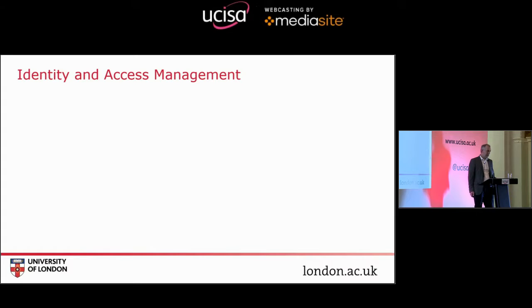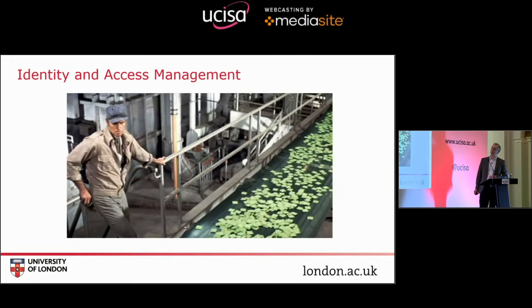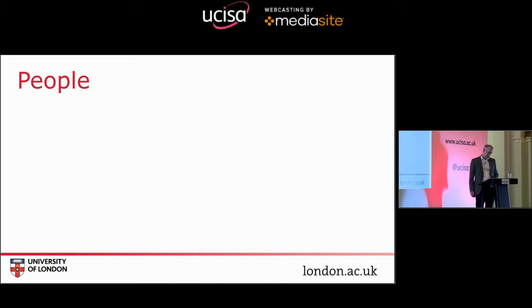So a little bit about identity and access management for those of you who aren't specialists in it. So to me, identity and access management, like Soylent Green, is about people. It's about making IT services understand the people within the organization. So I'm going to talk a little bit about what that actually means in practice.